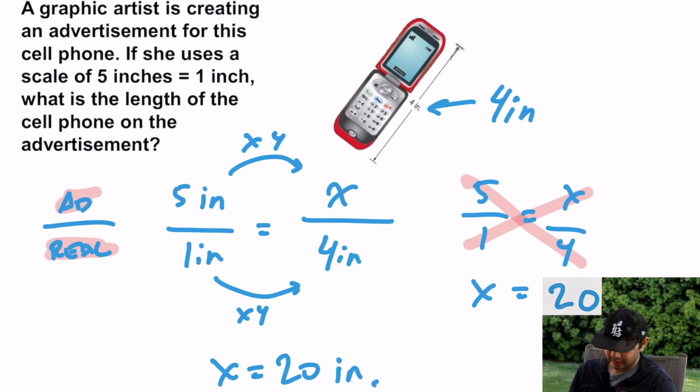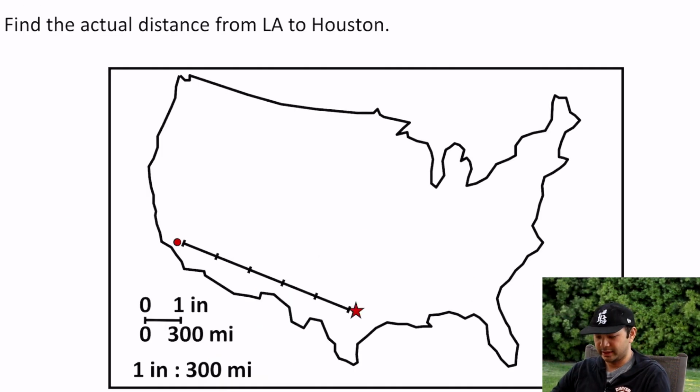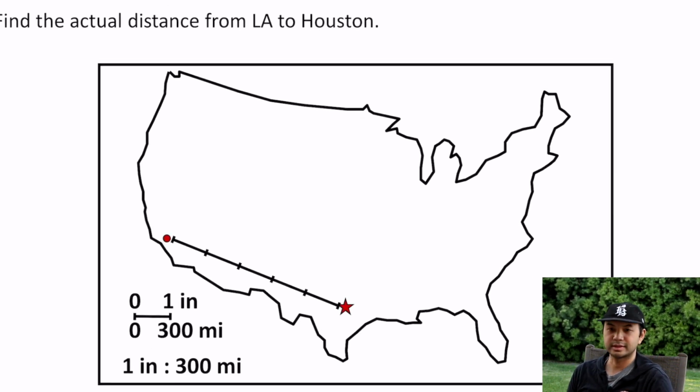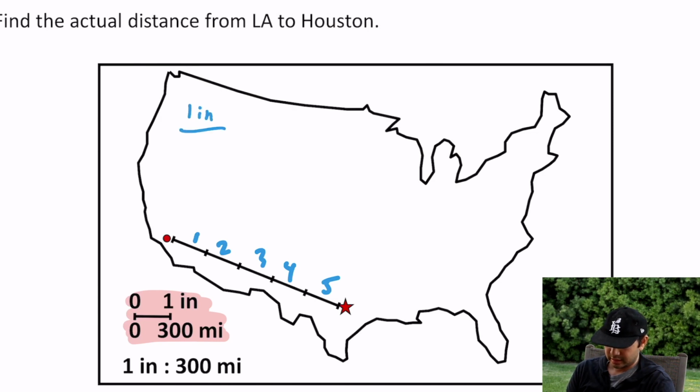All right, moving on. Okay, so right here it says find the actual distance from LA, Los Angeles to Houston. All right, so let's say the legend says right here 1 inch is equal to 300 miles. That's what you're going to see on a real world map or even in Google Maps. If you measured it out, which they already did for you, that's 1, 2, 3, 4, 5 inches. 1 inch is to 300 miles.